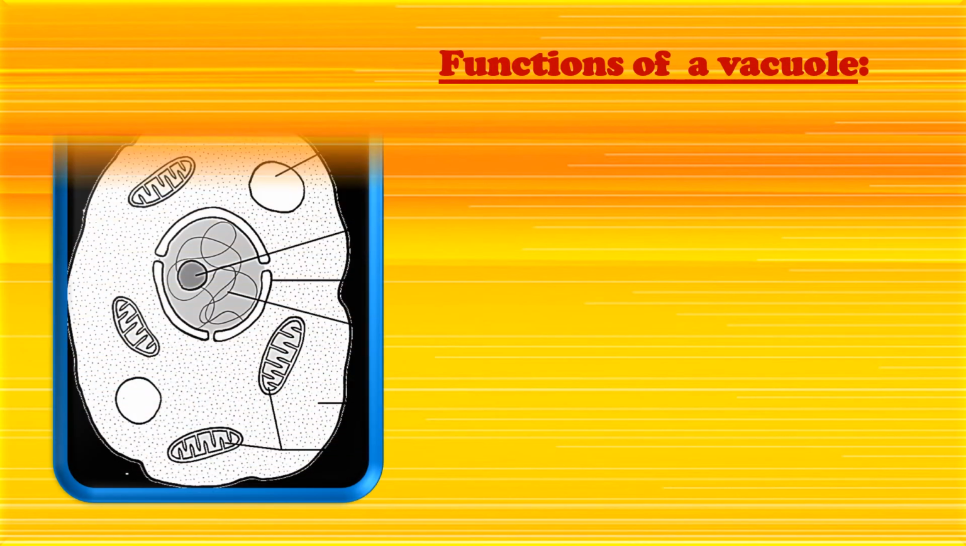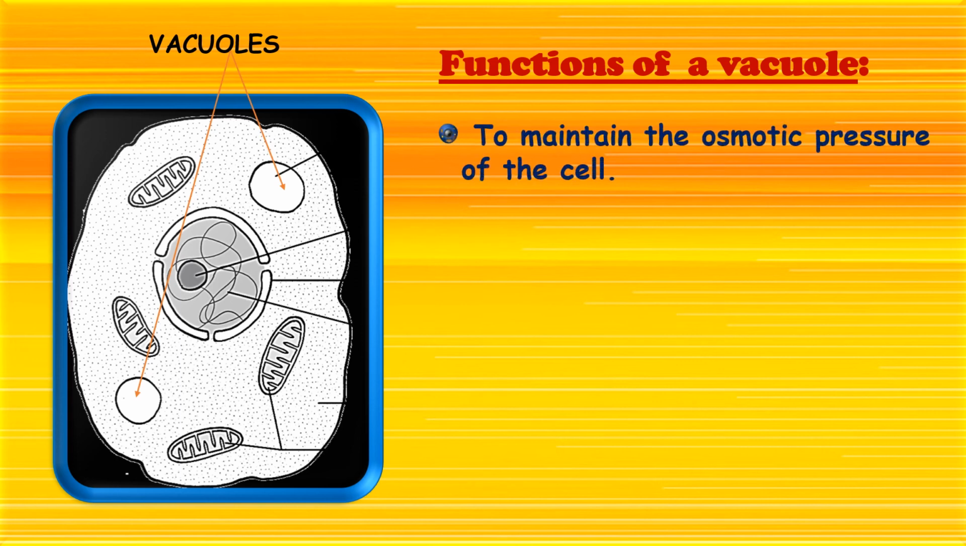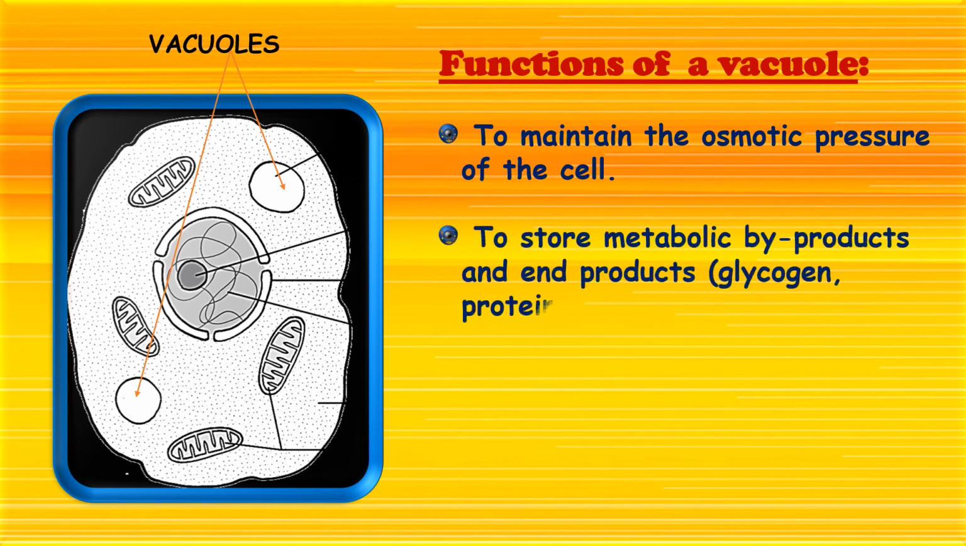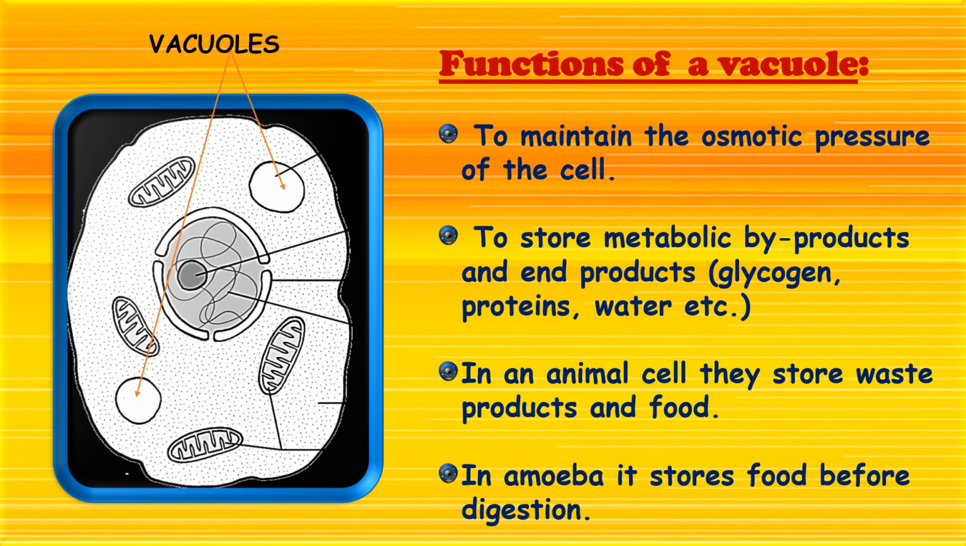Functions of vacuole. See the vacuoles in an animal cell. To maintain the osmotic pressure of the cell, to see that not too much water is going out, nor too much water coming in, to maintain that pressure. To store metabolic products like glycogen, proteins, water, etc. Now in an animal cell, they store waste products also and food. In amoeba, it stores the food before digestion. So these are all the functions of a vacuole.